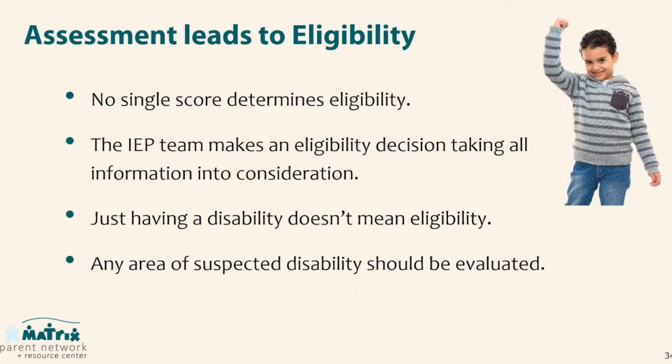So the IEP team said, well, it's okay that this child wasn't specifically eligible according to the psychologist report in any of these areas, but we can really see this child is struggling. And so we're going to make him eligible anyway. So that can happen. And again, as we've mentioned before, just having the disability doesn't mean eligibility. You have to show that it's significantly affecting their ability to access their education. And again, every area should be assessed.